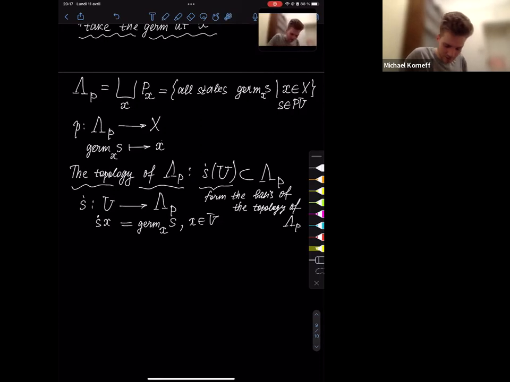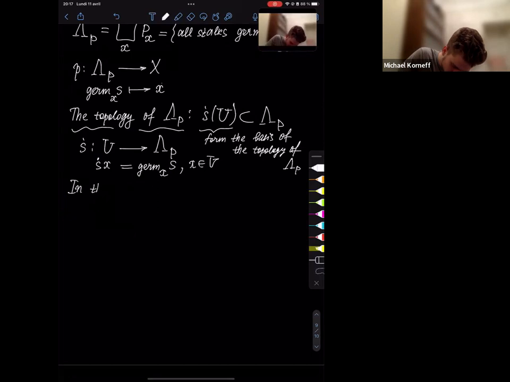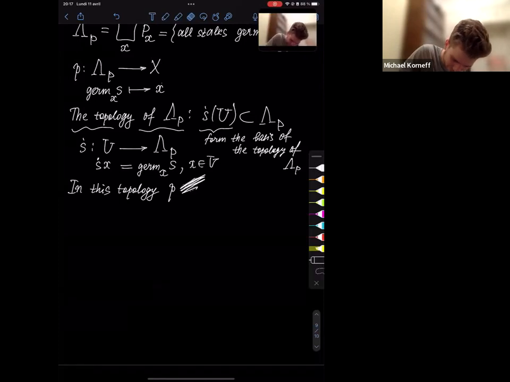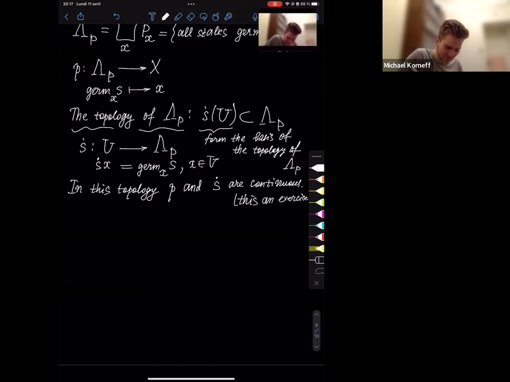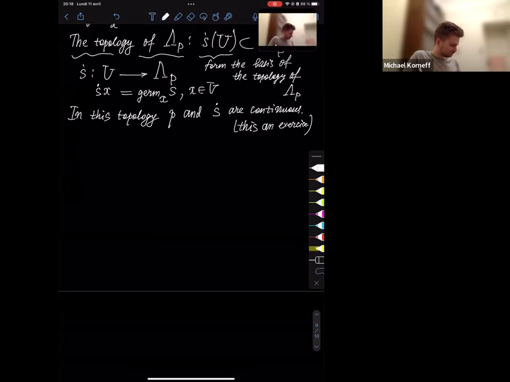Okay, and this map is just a section of this bundle, and in this topology, p and s dotted are continuous. This is an exercise.